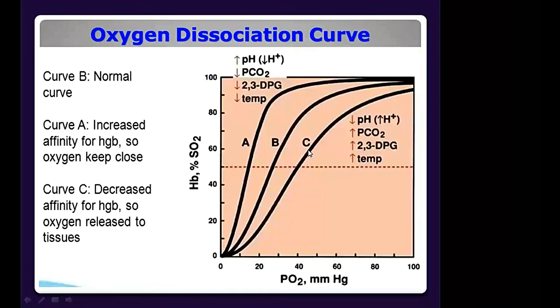The C curve is just opposite to the A curve: pH decreases, proton concentration increases, PCO2 increases, 2,3 diphosphoglycerate level increases, temperature increases. So C is just opposite to A, and B is the normal. Curve C shows decreased affinity of hemoglobin for oxygen, so oxygen is released to the tissues. So this oxygen dissociation curve shifts between A and C when these conditions change. Otherwise, it will be normal. When blood pH is maintained normal, you will get only this B oxygen dissociation curve, that is the normal curve.